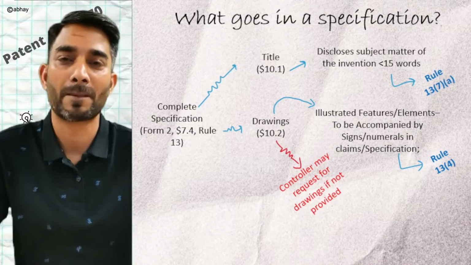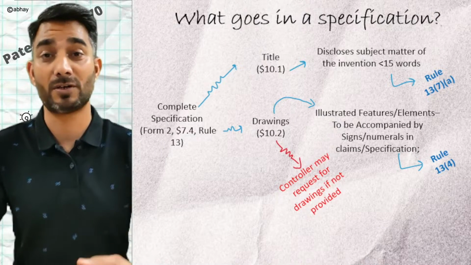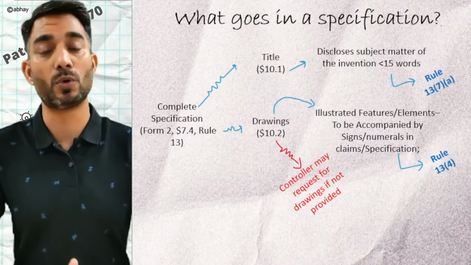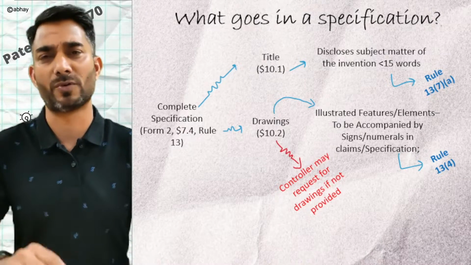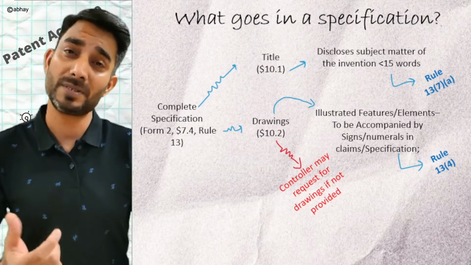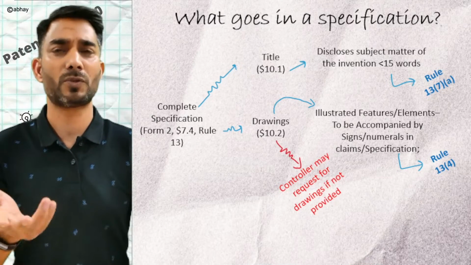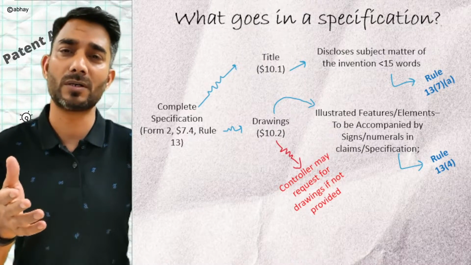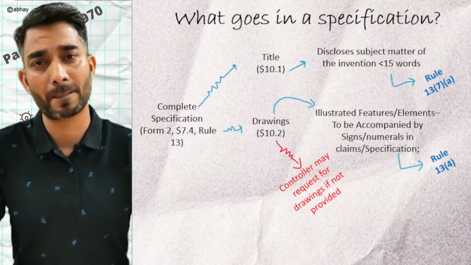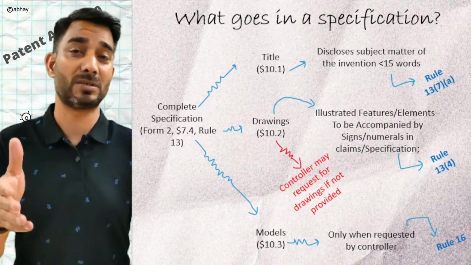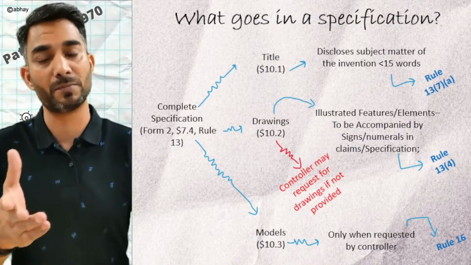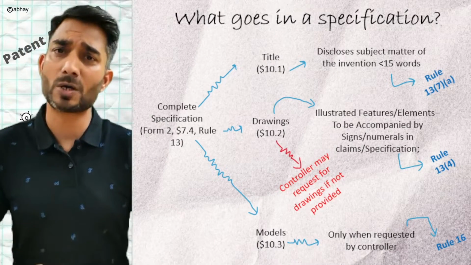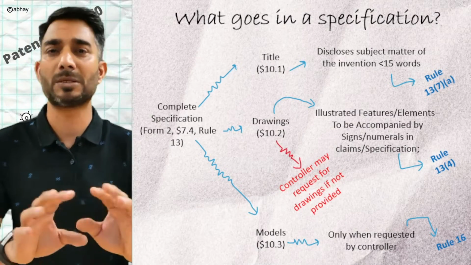Now, there is this misconception that you need to have a working prototype at the time of filing a patent application, or you need to have a model as you go ahead and file the patent application. There is no such requirement. However, there could be scenarios where the controller may be of the opinion that a working prototype or a model may help the controller understand the invention in a better manner. So the controller may ask you to submit such a working model, which can illustrate the invention. Mind you, this will not be part of the specification. This will not be part of the record.